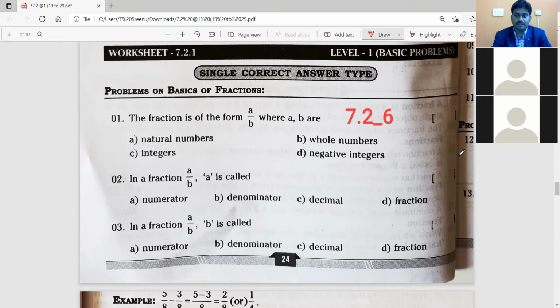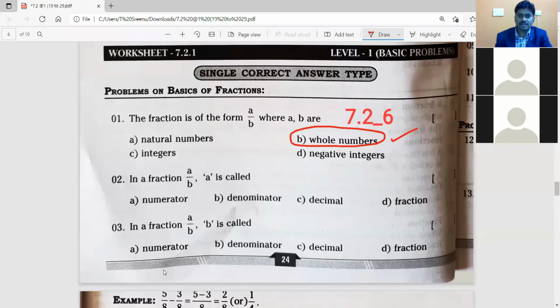Sir, for A. Tauzuddin, tell me. Natural numbers. The fractions A and B are whole numbers, no? Sir, I'm typing my answer in chat box, sir. Okay, chat box. Right. Tauzuddin, fractions A and B should be whole numbers, not natural. Okay, sir. Yes, second one is numerator, third one is denominator. So simple, no? These are basic.